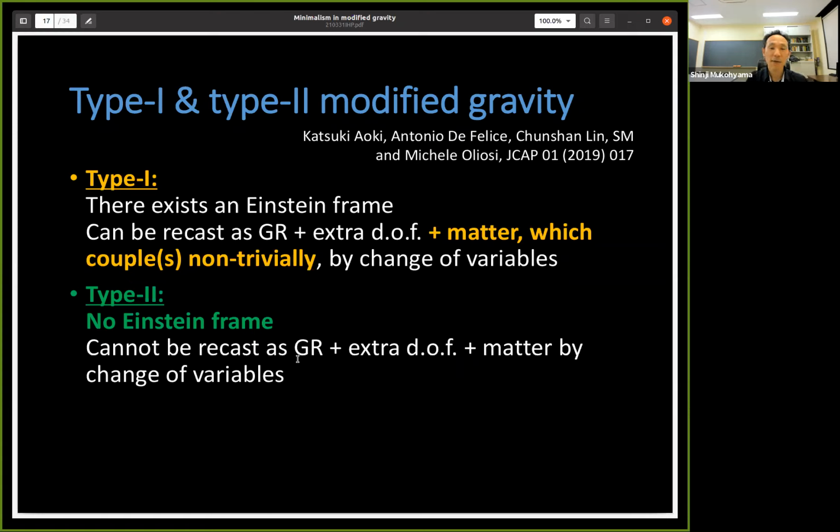Any modified gravity should fall into either type 1 or type 2. This is a very simple and very universal classification. And when we apply this classification to minimally modified gravity theories with 2 degrees of freedom, we call them type 1 MMG and type 2 MMG. I'd like to show some examples.